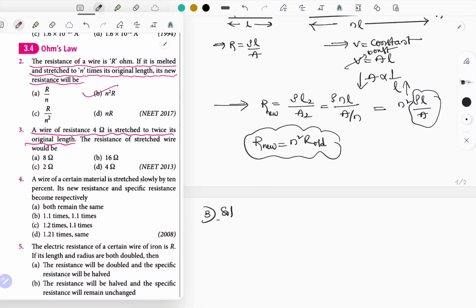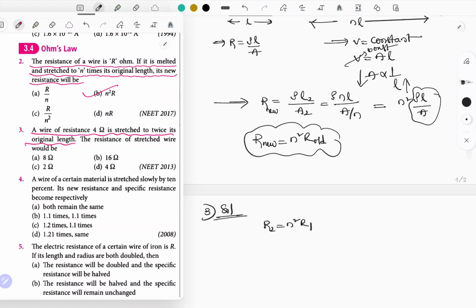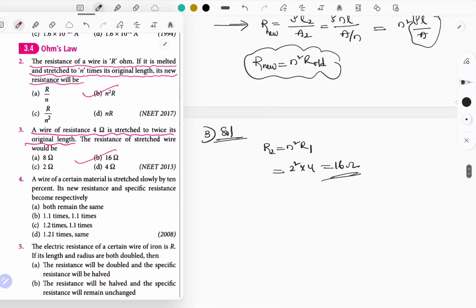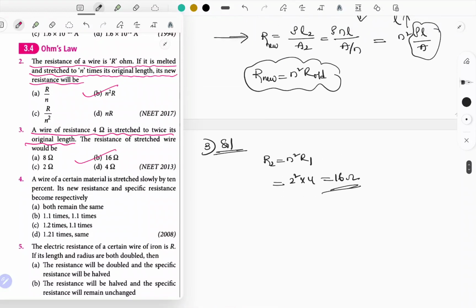Third one. So R2 is equal to n square times of R1. So what's the value of R1? R1 is 4. N, how many times I'm stretching? Sorry, its length became twice the original length, right? That means n is equal to 2. So 2 square into 4, which is equal to 16 ohm. Which option? Option B is the correct answer. Okay, let's move on to the next.